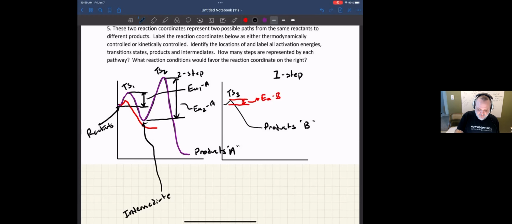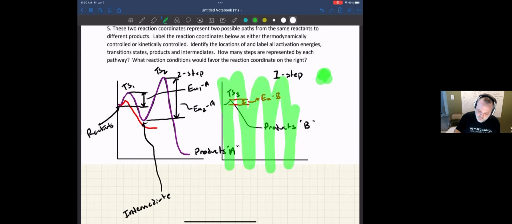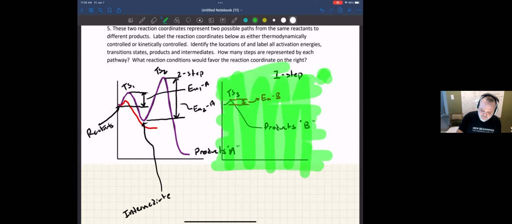And remember, this set of reactants is the same as those reactants, and I'm just using different pictures for simplicity's sake, but they would be on the same graph in a full colored environment. The other thing it wants us to do is label them as thermodynamically or kinetically controlled. And then it wants to know what conditions would favor the reaction coordinate on the right. That's this one. It wants us to tell what conditions would cause the reactants to proceed towards product B rather than product A.